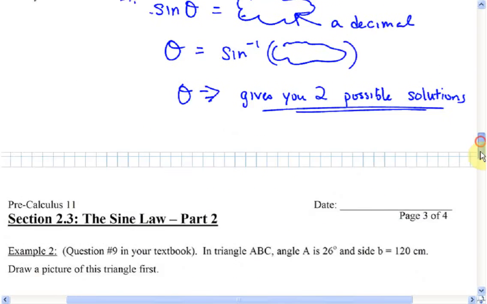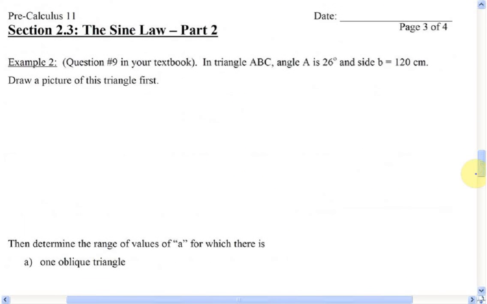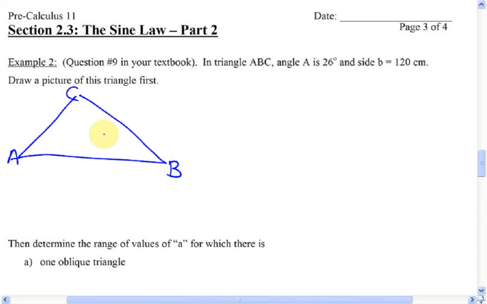So let's turn the page, okay? Let's draw a picture again. I like pictures. So in triangle ABC, here's triangle ABC, okay? A, B, C. Angle A is 26. Side B, which is this one over here, B equals 120. So here's my picture, okay?